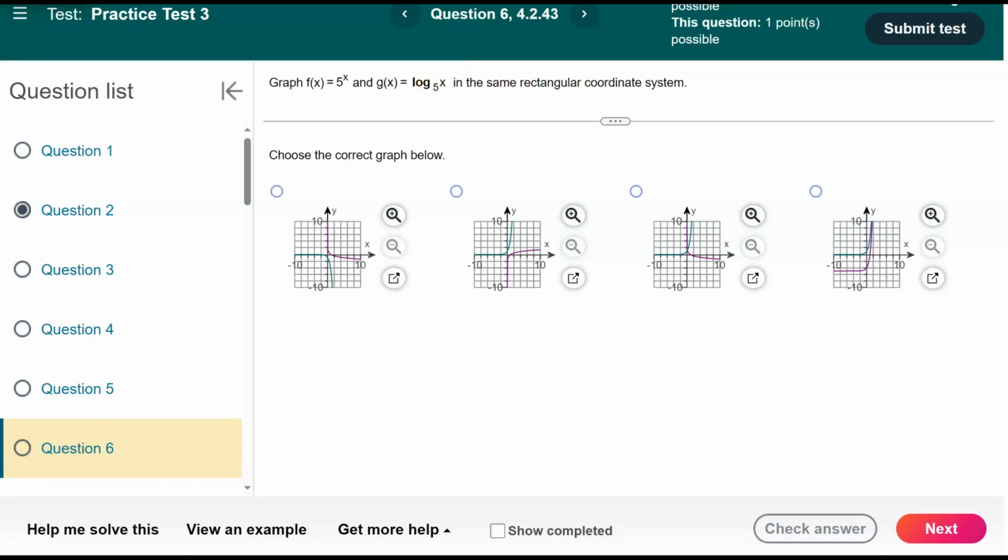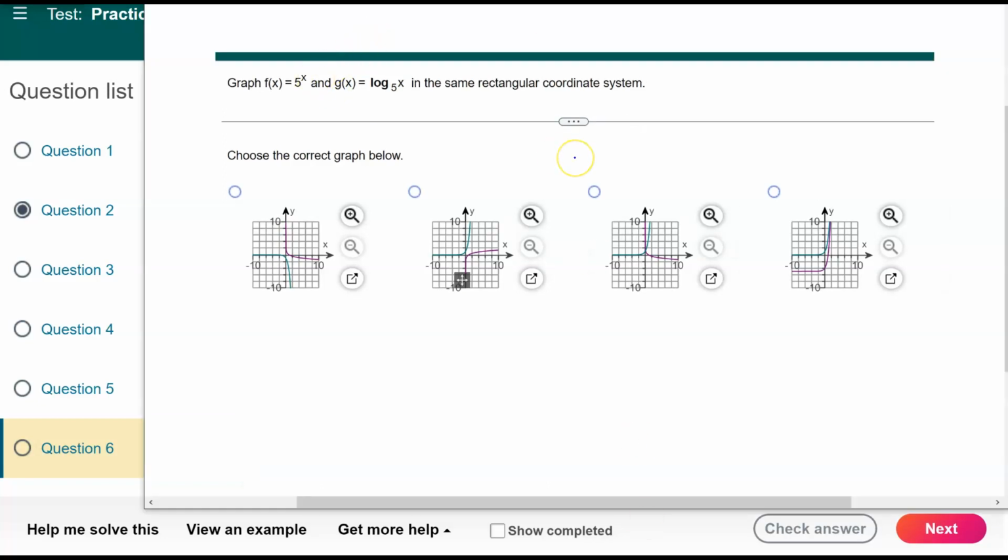And then also, you remember that if two functions are inverses of each other, the graph of the inverse of the function is just a reflection of the graph of the function along the line y equals x. So if you graph f of x equals 5 to the x, we know that an exponential function with base greater than 1 will behave like this. So it's an increasing function.